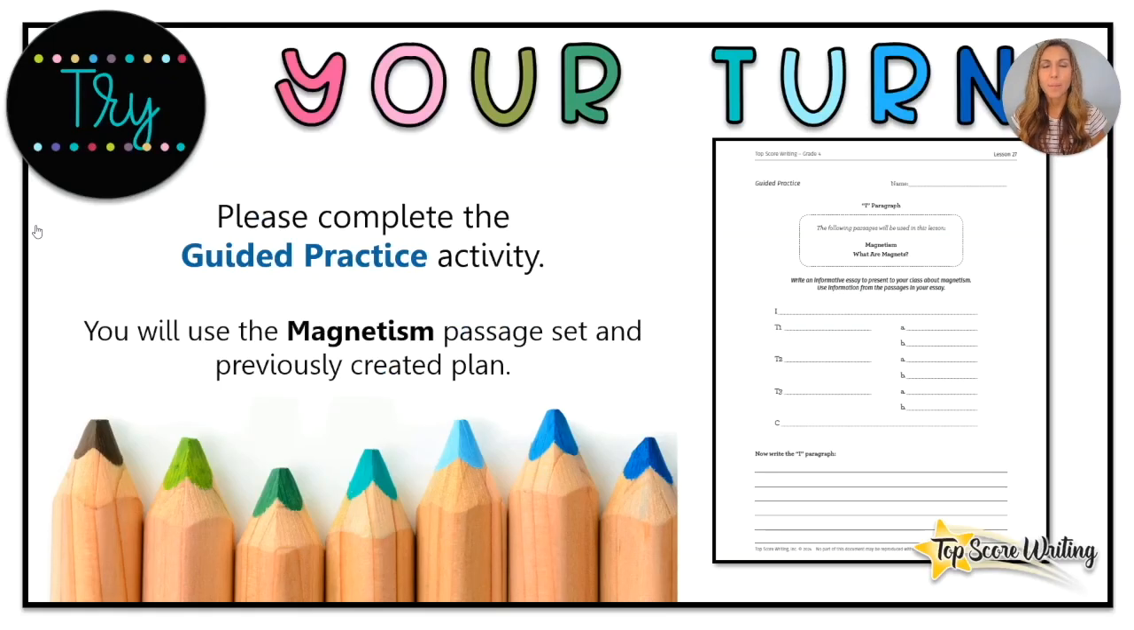So now that we had an opportunity to watch as I modeled an introduction, then we had an opportunity to do an introduction together, it's time for you all to do one on your own. Please take out your guided practice activity that's all about magnetism. You are going to use your previously completed plan to write an introduction paragraph for your magnetism passage set and prompt. Remember to take your time and to write a simple 3-sentence introduction. When you are finished, we're going to review your paragraphs together. Please pause the video and write your introduction now.